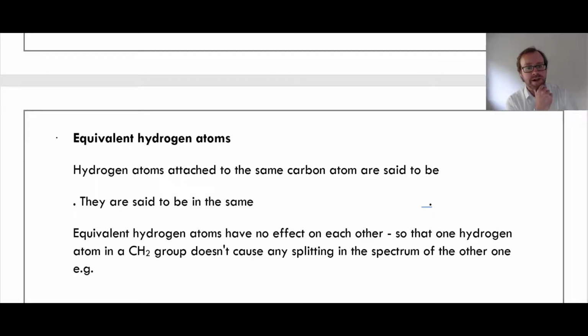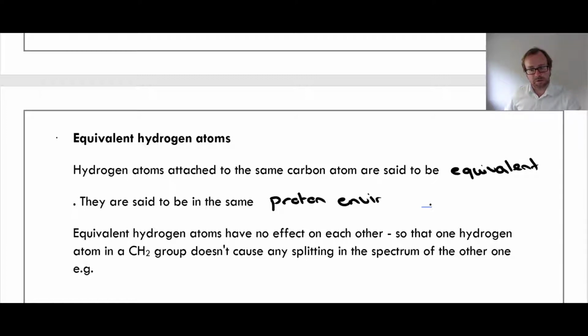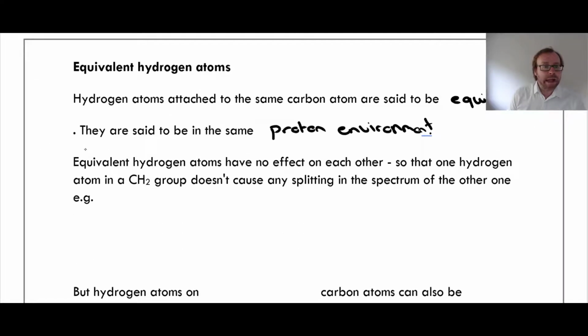So hydrogen atoms attached to the same carbon are said to be equivalent. So they are said to be in the same proton environment. Okay. Equivalent hydrogen atoms have no effect on each other, so one hydrogen atom in a CH2 group doesn't cause any splitting in the spectrum of the other one.